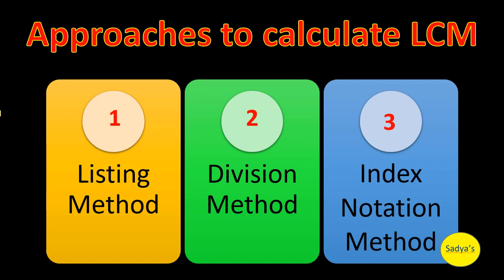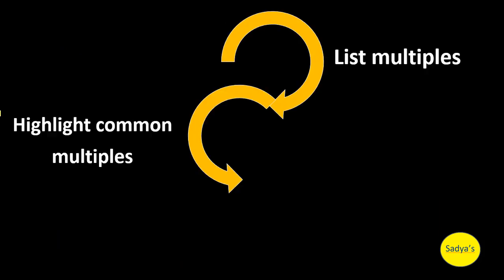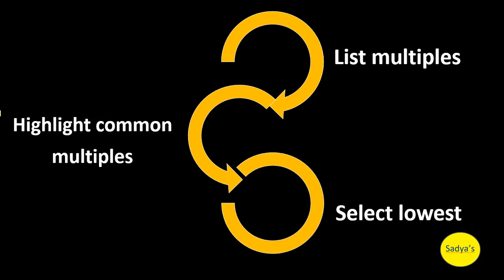There are three methods: listing method, division method, and index notation method. Let's look at each method in detail. The listing method. As the name suggests, we list the multiples, we highlight the common multiples, and we select the lowest one out of them.